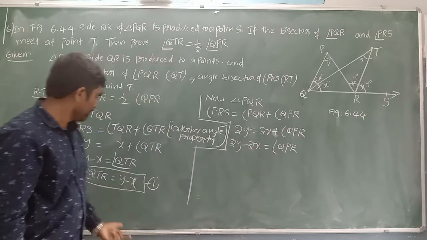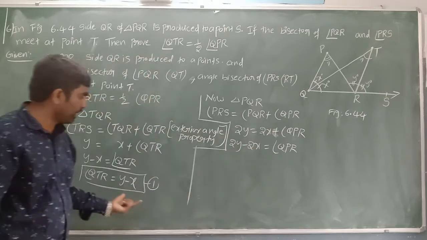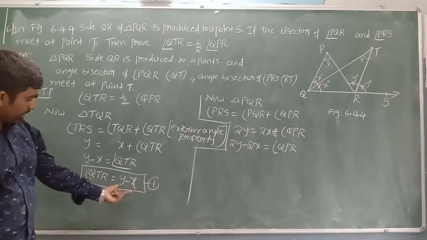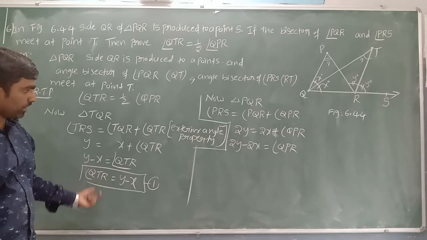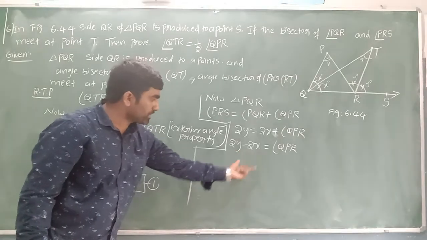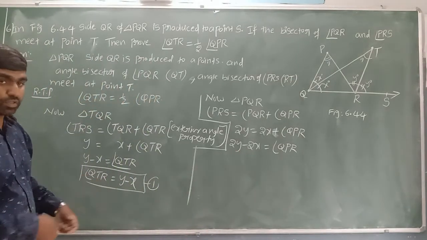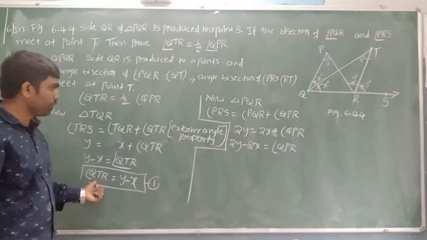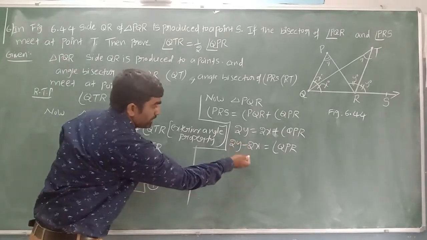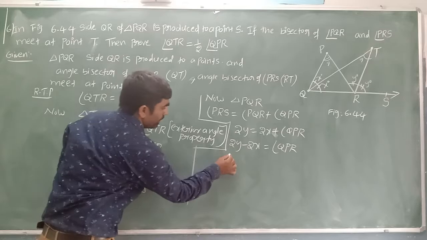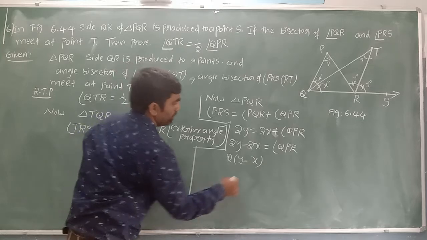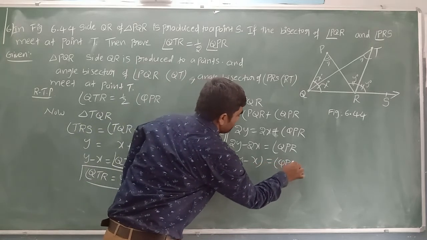2y minus 2x. Now from these two relations, we have to prove RTP. See how can we prove now? Here we know y minus x in terms of QTR. So if I take 2 common here, we can see y minus x. So that y minus x we can replace with this QTR, so that we can make a relation between angles QTR and QPR. So 2 into y, 2y minus 2 into x, 2x. 2 into y minus x is equal to angle QPR.